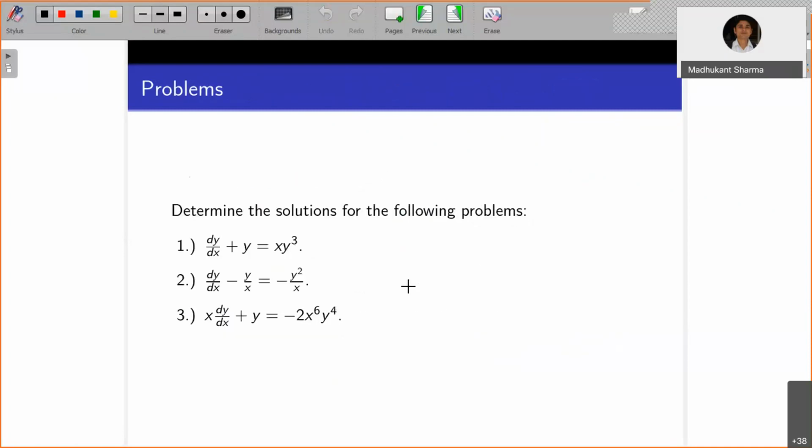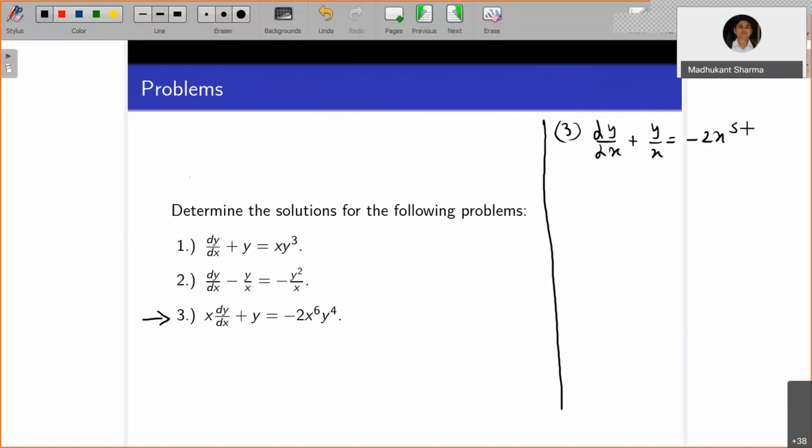Let's take one example here. I will take this third example again. The very first thing is you have to write it in the standard form, meaning I have to make the dy by dx coefficient 1. So I will divide both sides by x. What you will get is dy by dx plus y by x equals minus 2 times x to the power 5 y to the power 4.